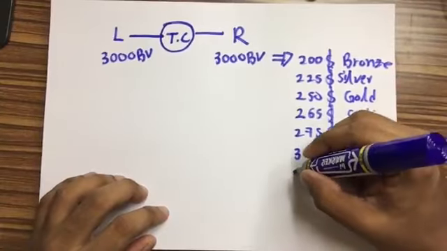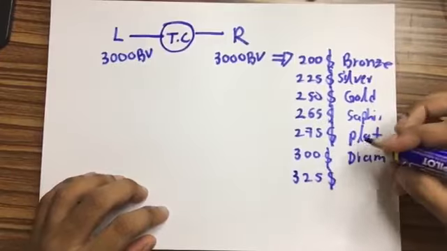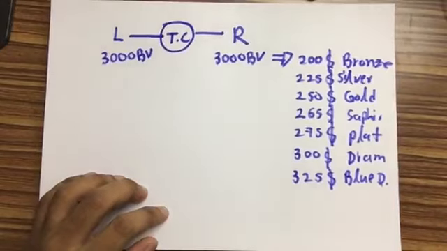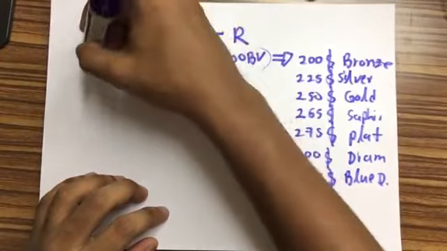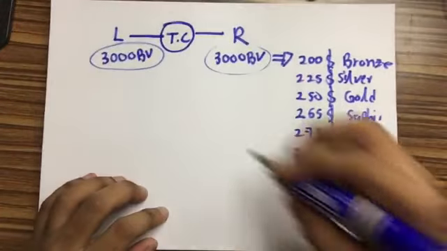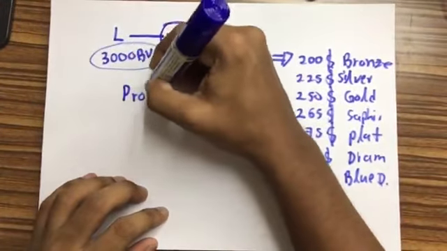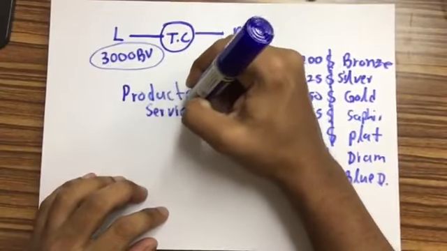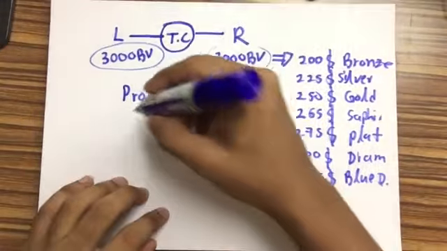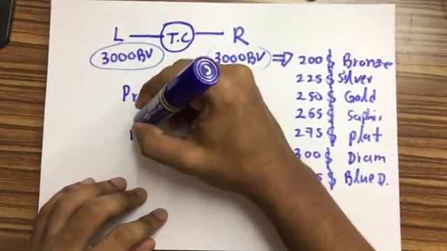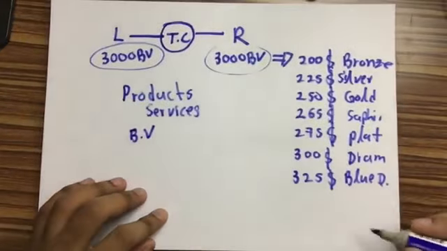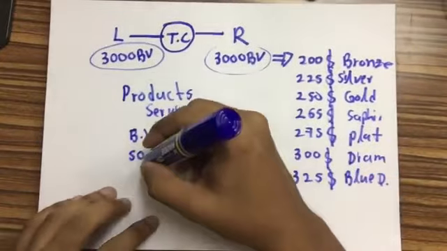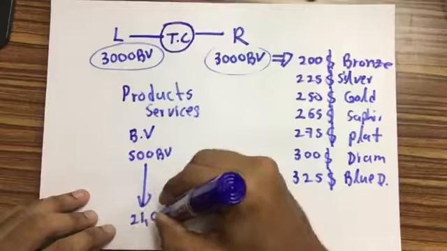Not only that, $325 if you are in blue diamond rank. So you might be wondering, what is this BV? In my previous video, I explained the greatest products and services of QNet. For each product and service, we have a point system called business volume, which is called BV. This BV starts from 500 BV and goes up to 21,000 BV.